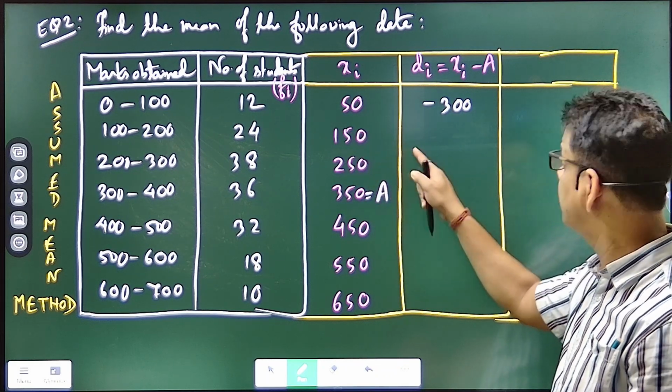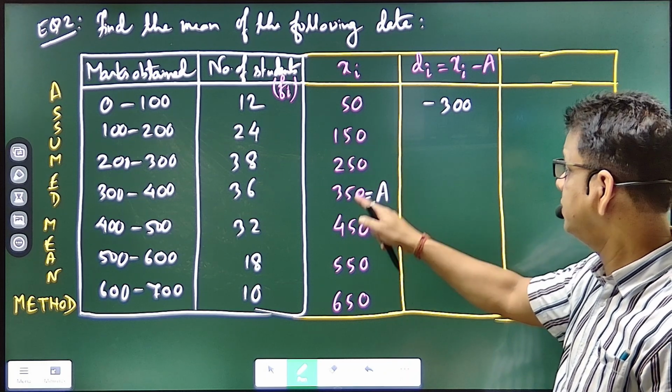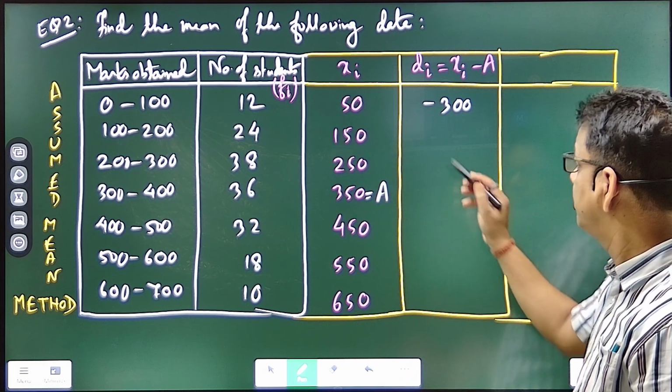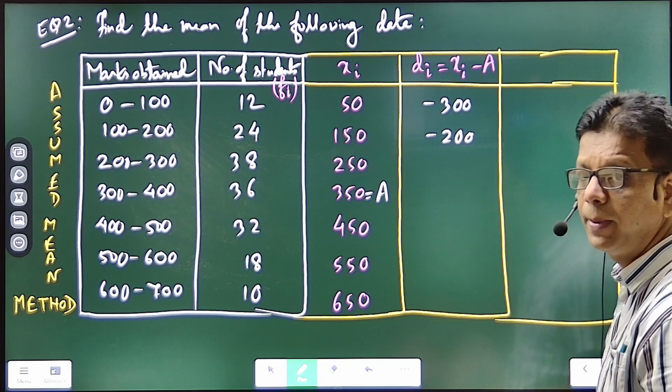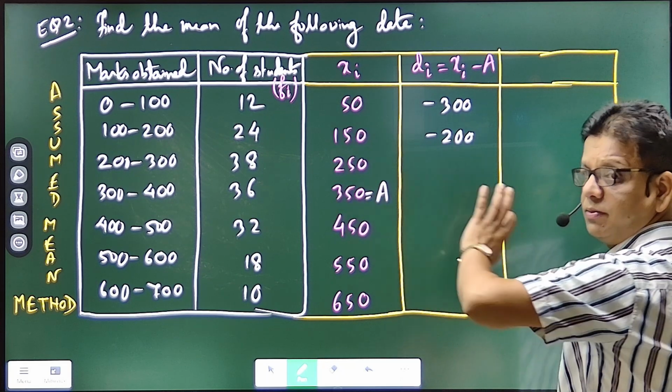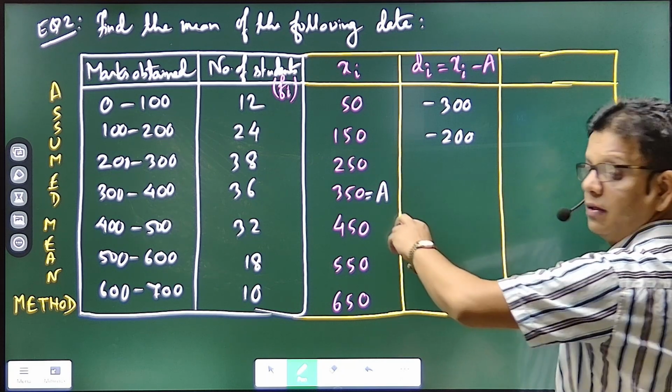Next xi is 150 minus a. So 150 minus 350, how much? Minus 200. Yes or no? 150 minus 350. Correct? Then done, no?